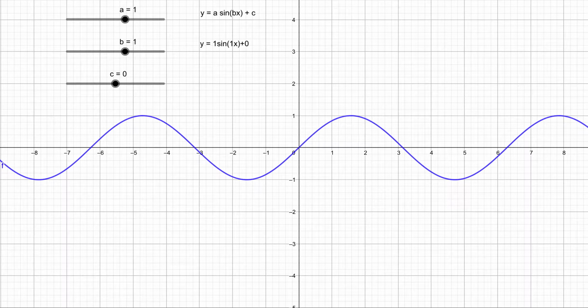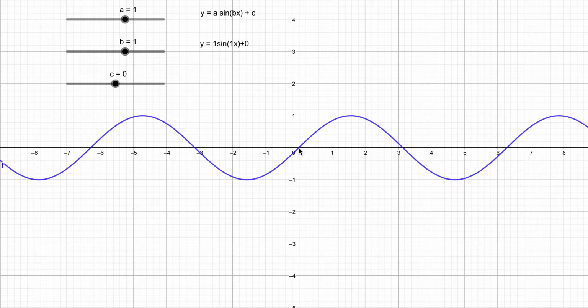curve. And we can turn this into a sine function. The sine curve that we have, so if we have a look here, we've got y equals 1 sine 1x plus 0. Okay, so it's not the best notation. We would write that as y equals sine x or y equals sine theta. That is our standard curve.